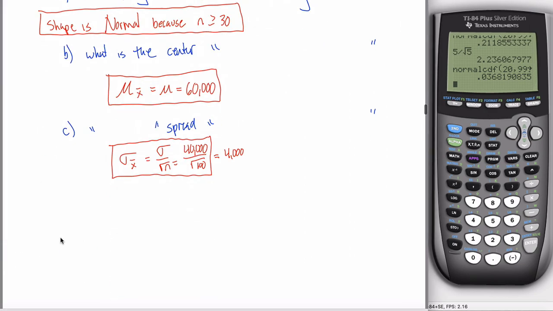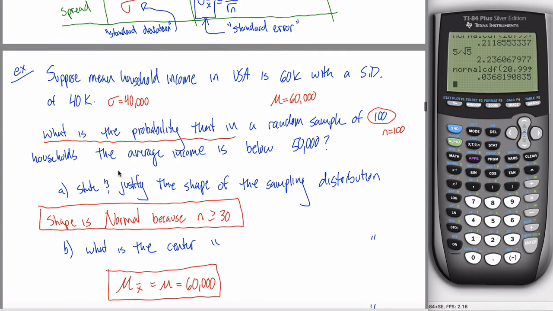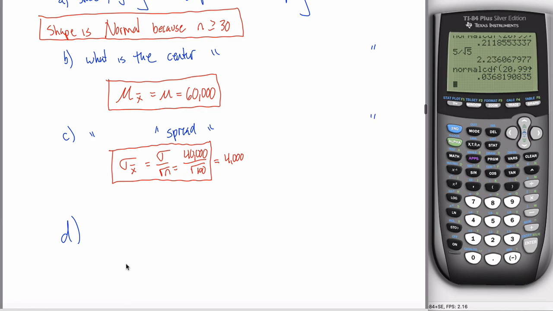Finally, let's answer the question. Let's find the probability. Well, I know that the probability corresponds with the area underneath the curve. And since the probability has something to do with the average of 100 households, it's the area under the sampling distribution curve, not the parent distribution curve.